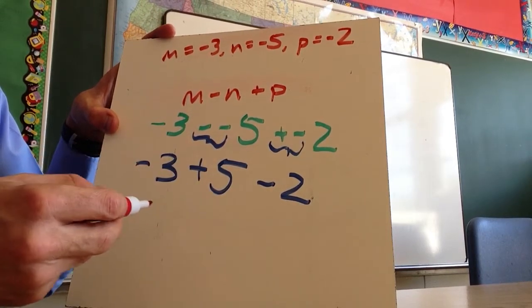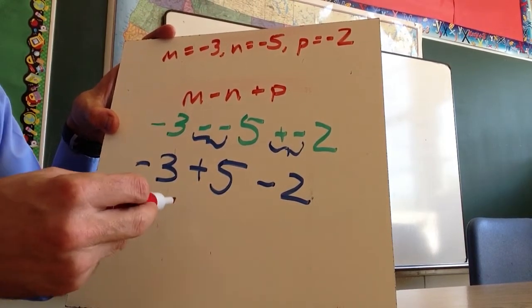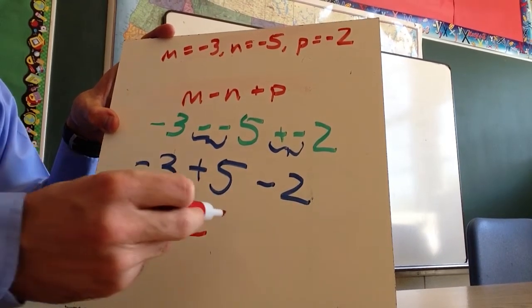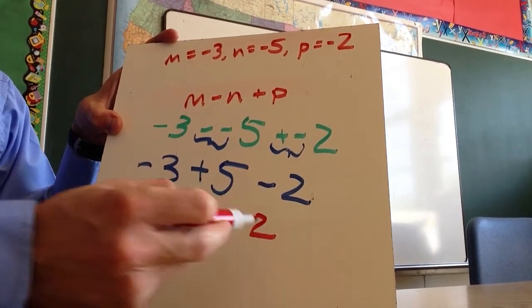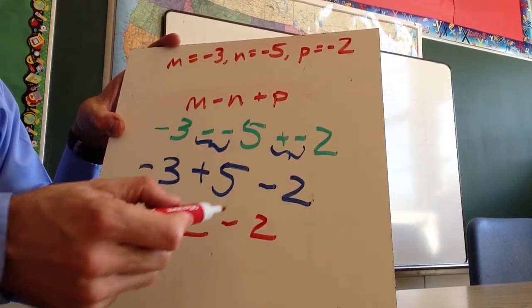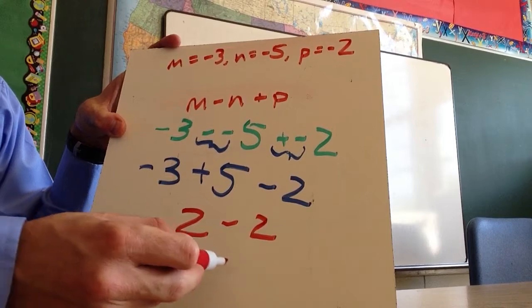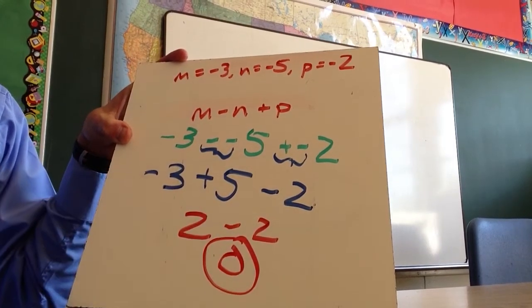So negative 3 plus 5, remember I have to go from left to right. Negative 3 plus 5 is positive 2 minus 2. Now had you left this as this sign, you would have 2 plus negative 2, which is the same thing. 2 minus 2 is 0.